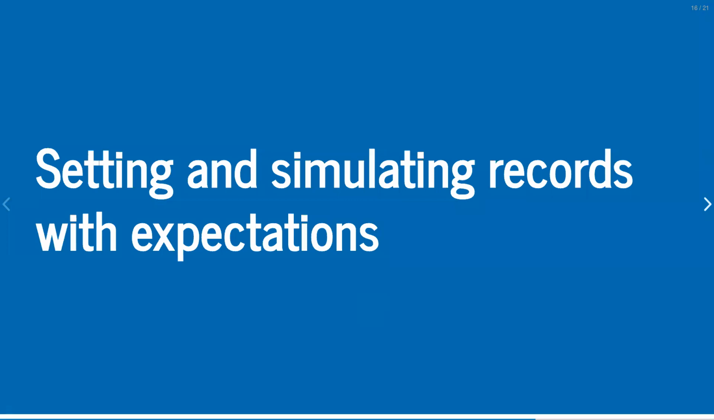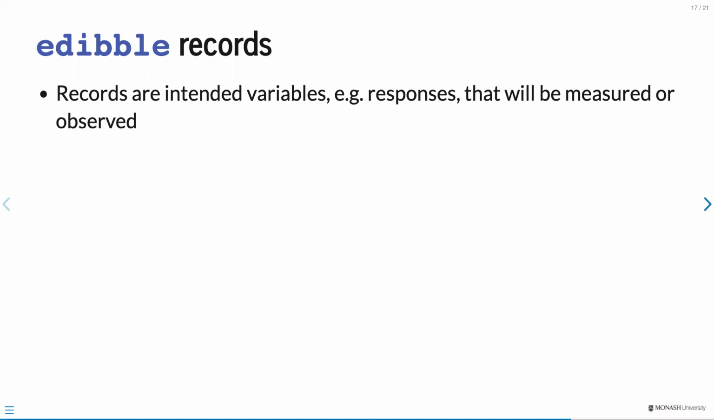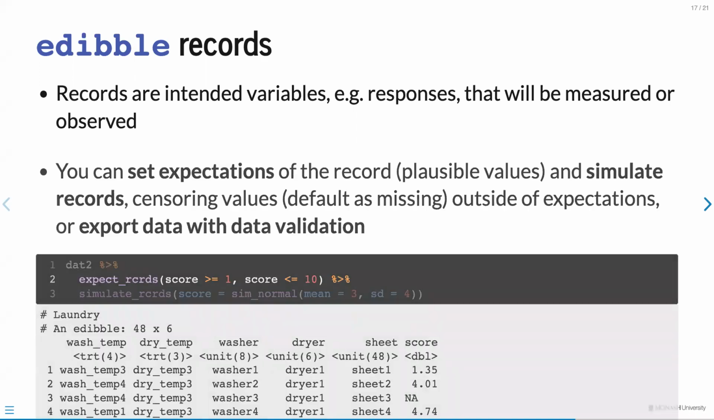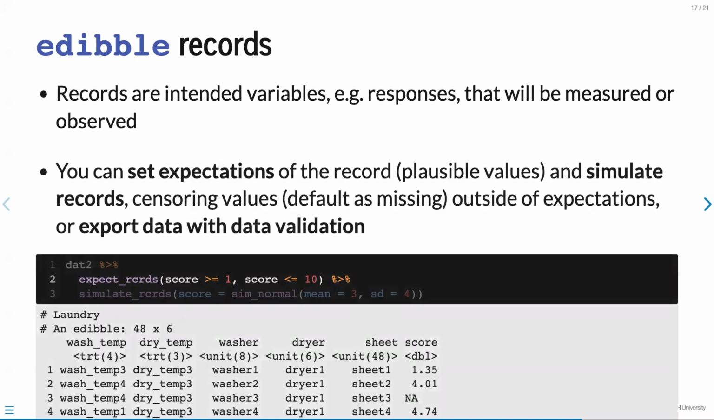Well, there's a part in Edible which I think is quite different to other packages, which is to really specify your intention of what you're measuring. And also you can do things like simulations, and set expectations of what the record might be. So records in Edible are really like variables that you intend to measure, capture or observe, so generally speaking, responses. You can set expectations, so you say what the plausible values are. You can simulate the records, and you can also export the data with data validation if you have set the expectations.